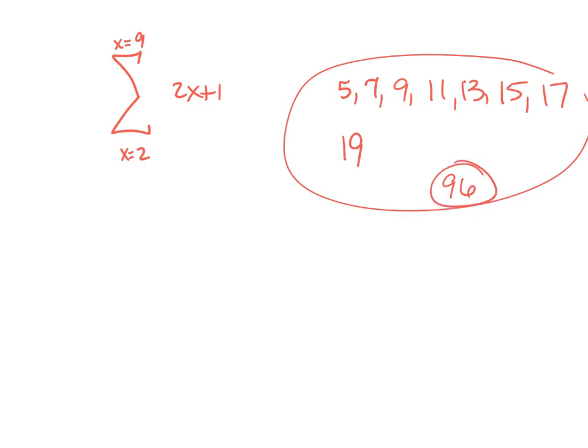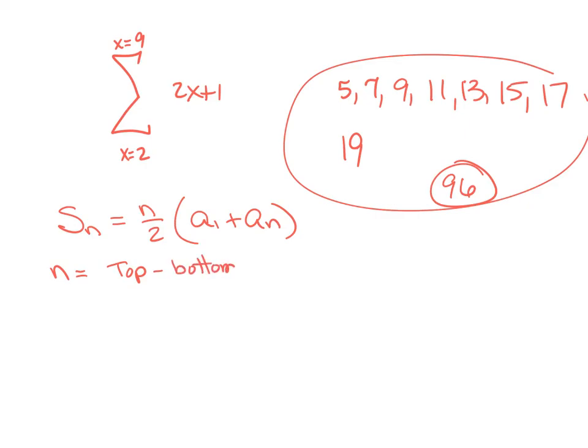So let's look at how this works. First of all, we have S of n, which is the sum of the first n terms, equals n over 2 times (a1 plus an). We're going to use this formula to find the 96. So first of all, to find n, you take the top number minus the bottom number plus 1. N equals 8. 9 minus 2 is 7, plus 1 is 8.